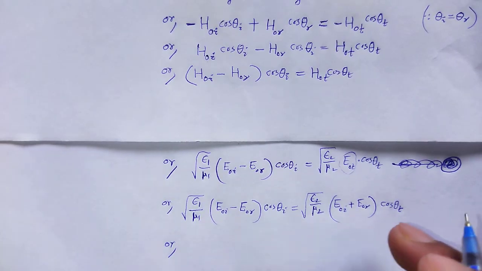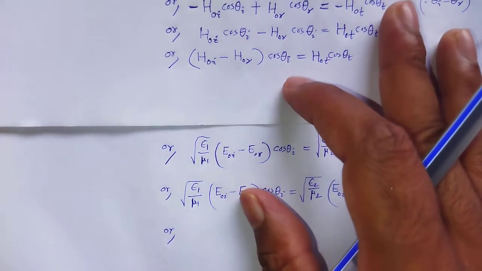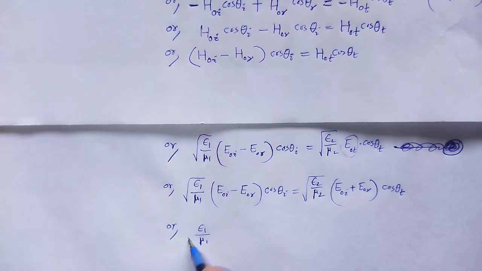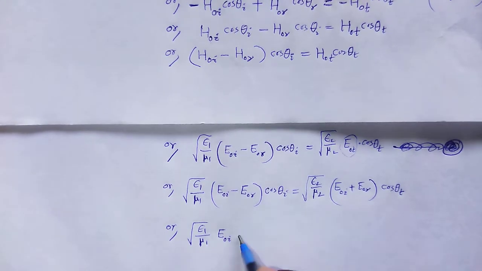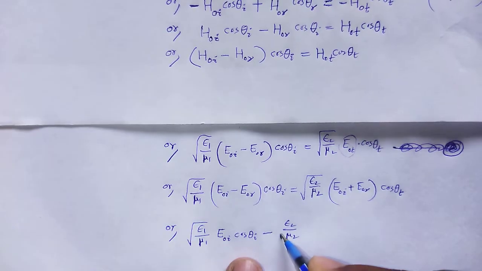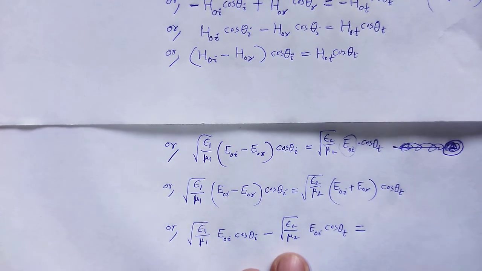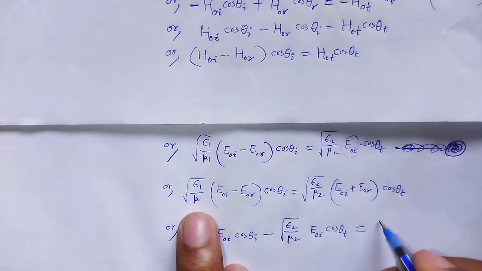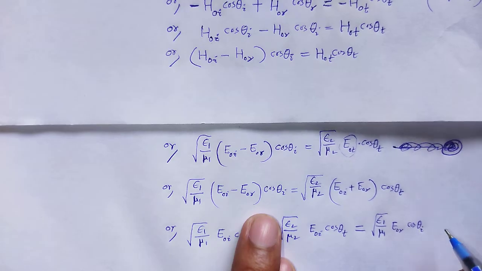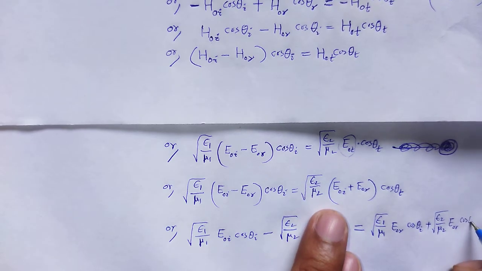Now rearranging the terms of E0I and E0R, the terms rearranging as square root of epsilon 1 mu 1 E0I cos theta I minus square root of epsilon 2 mu 2 E0I cos theta t is equal to, the negative term to this side, square root of epsilon 1 mu 1 E0R cos theta I plus square root of epsilon 2 mu 2 E0R cos theta t.